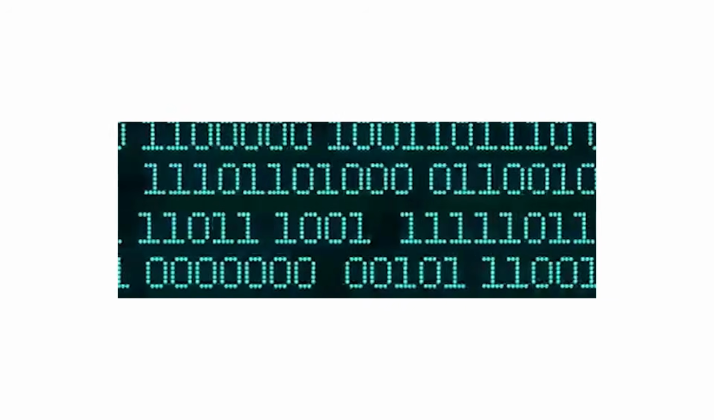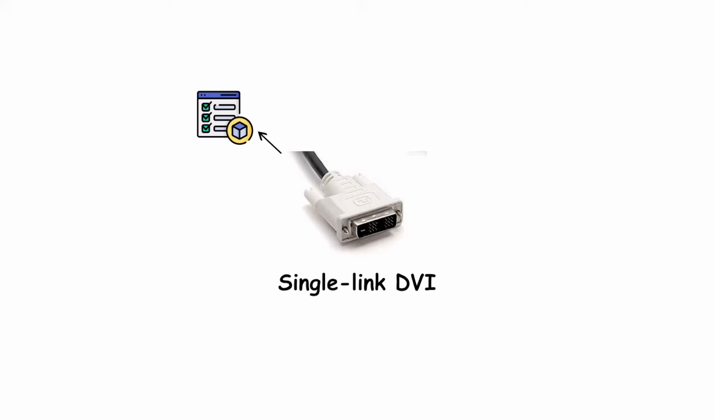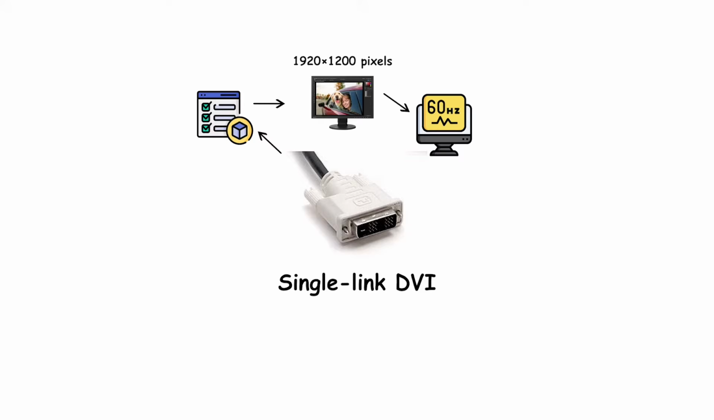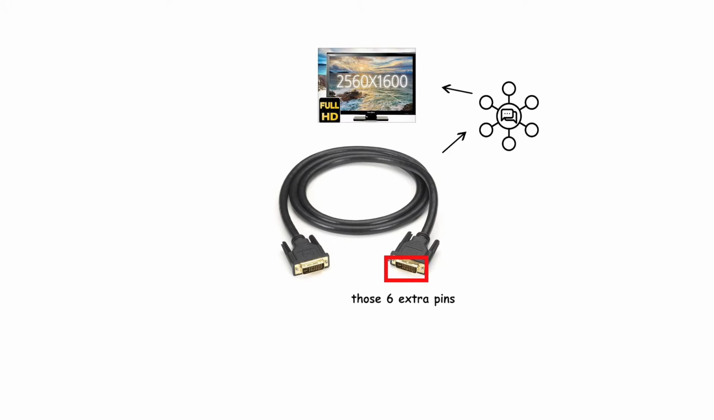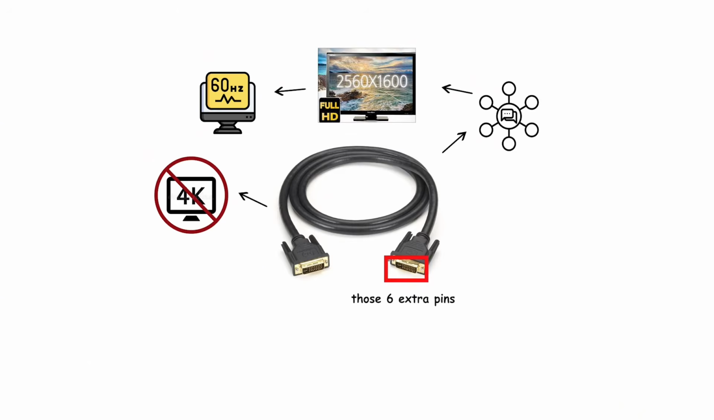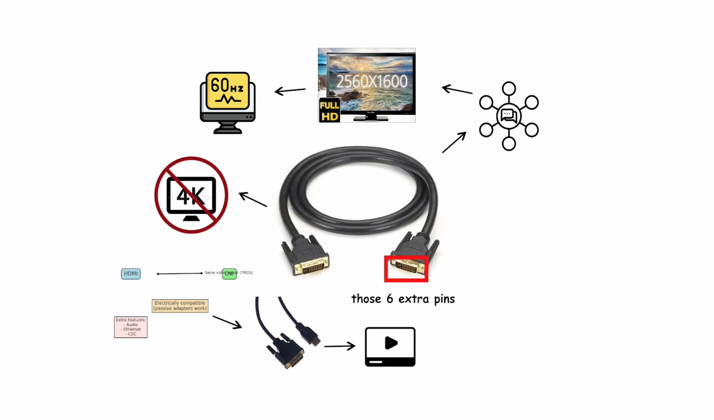Maximum practical resolutions. Single link DVI tops out around 1920 by 1200 at 60 Hz. Dual link DVI reaches 2560 by 1600 at 60 Hz. Dual link does not reach 4K. Because HDMI video is electrically compatible with DVI's TMDS, low-cost passive DVI and HDMI adapters work for video at DVI class resolutions, but audio won't pass over DVI.